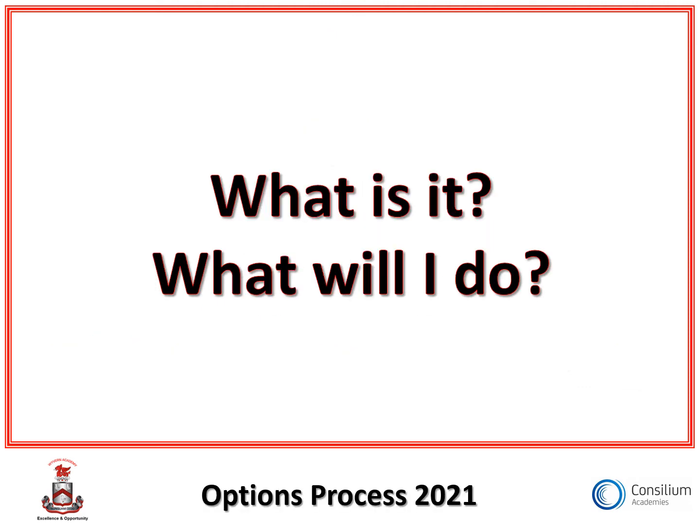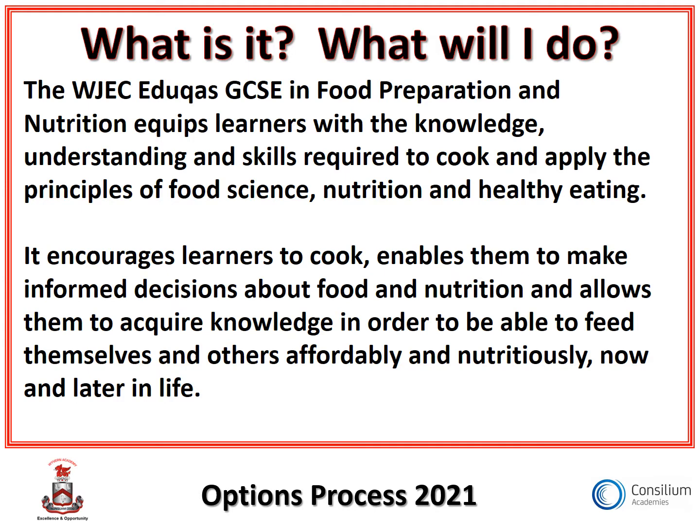So what is it and what will I do? There are 4 sections to our GCSE course. The first one is section 1, which is where we talk about core knowledge. We talk about principles of nutrition, diet and good health, the science of cooking food, food spoilage, food provenance, which is where food comes from, and food waste, cultures and cuisines from all around the world, and technological developments, and also factors affecting food choice.